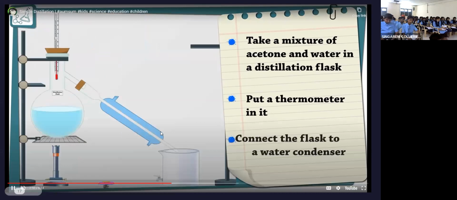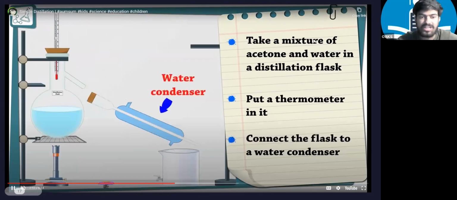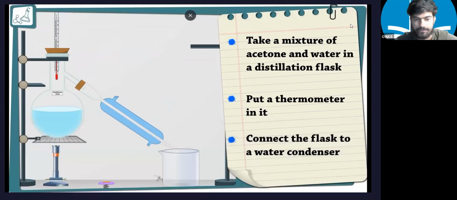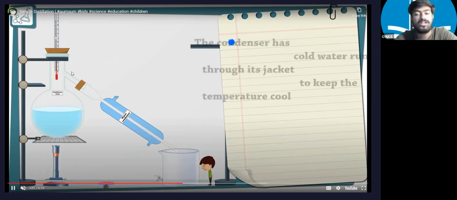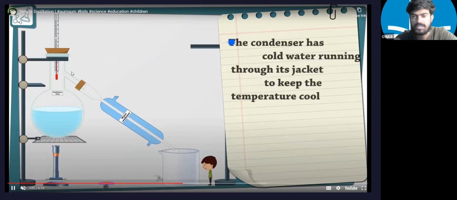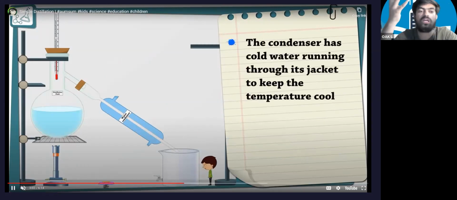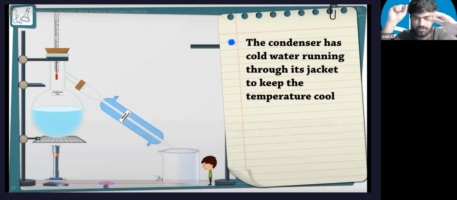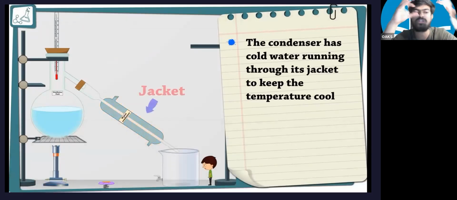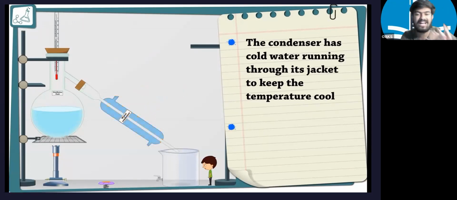Okay. Now we are going to connect this particular thing, which is known as the water condenser, to this particular flask, right? Now, what is the use of this water condenser? This is going to cool down the mixture we are going to get. This water condenser is going to cool that mixture, okay?